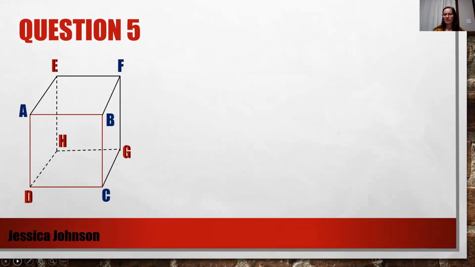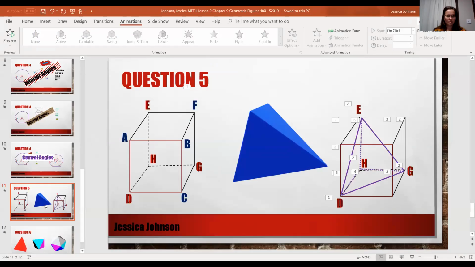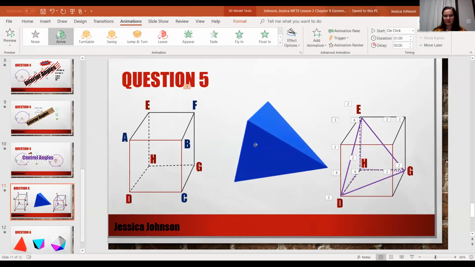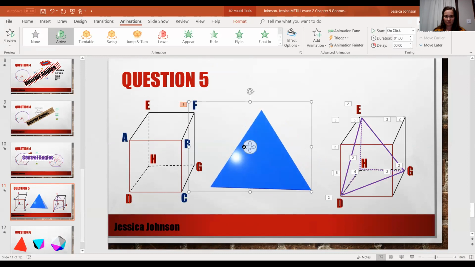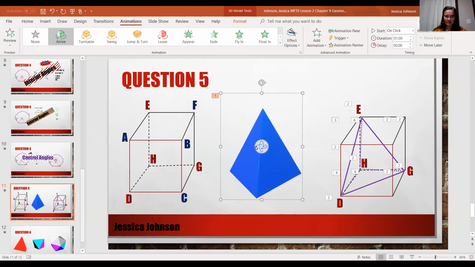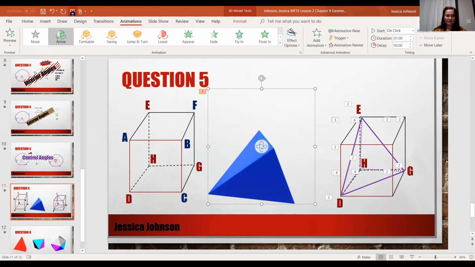We are asked to draw a tetrahedron inside of a cube using points D, E, G, and H. A tetrahedron has 4 equilateral triangles. Equilateral means all the sides on the triangle are the same length. Here's a 3D tetrahedron. I'm going to show you this for just one second. You can see it has one, 2, 3 faces, and the fourth one is here on the bottom. Pretty neat, huh?